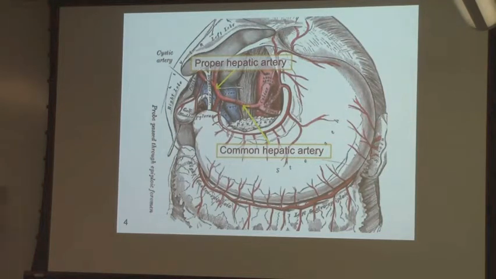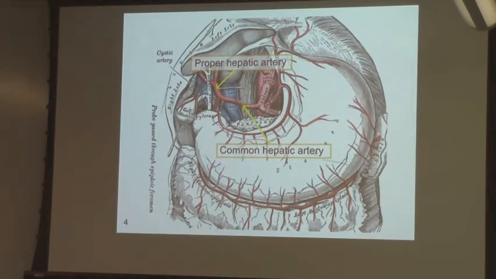These are all arteries branching off of the celiac trunk, which is a tube that comes out of the abdominal aorta. Okay, so we've identified these three major arteries that branch off of the celiac trunk. Now let's follow them one at a time.